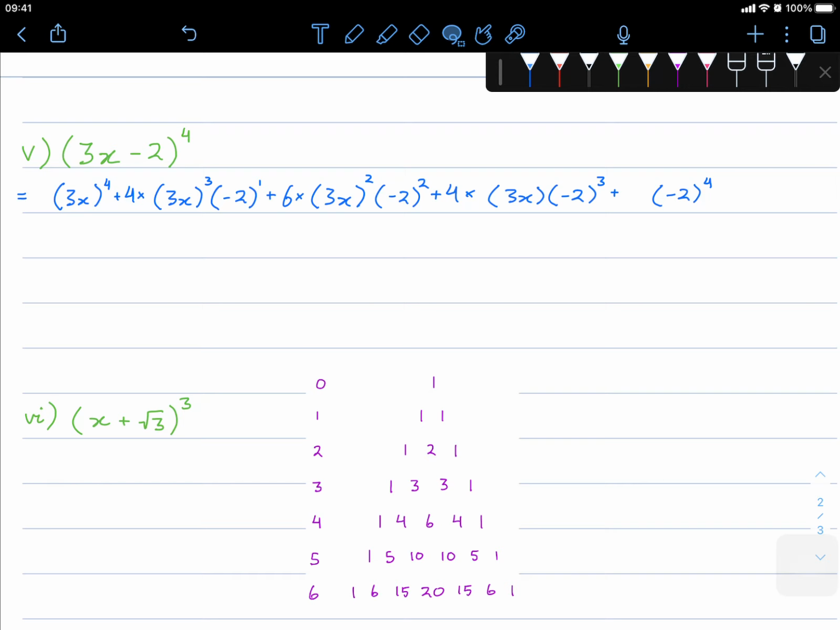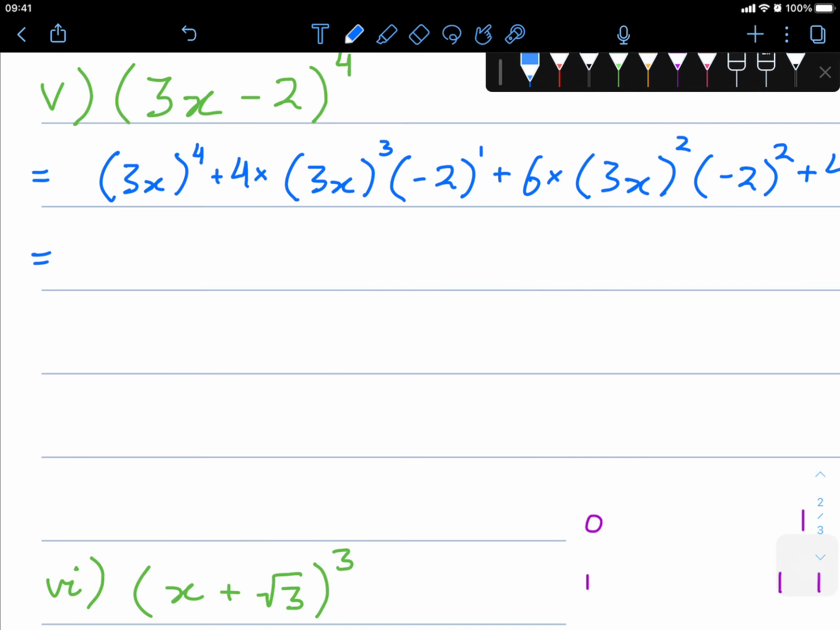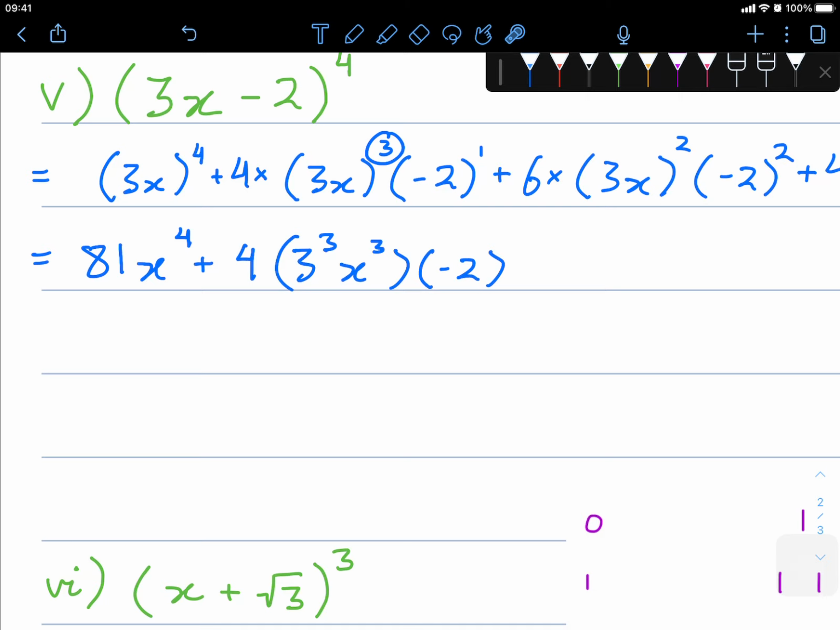So let's expand these very carefully. In case you've forgotten, with index laws, this becomes 3 to the power of 4, x to the power of 4. Just for time's sake, I'm going to do this one on my physical calculator. So 3 to the power of 4 is 81. It's 81x to the power of 4, plus, likewise, this is going to become 3 cubed x cubed. Actually, this one I'll expand out. 3 cubed x cubed times negative 2 times 4.